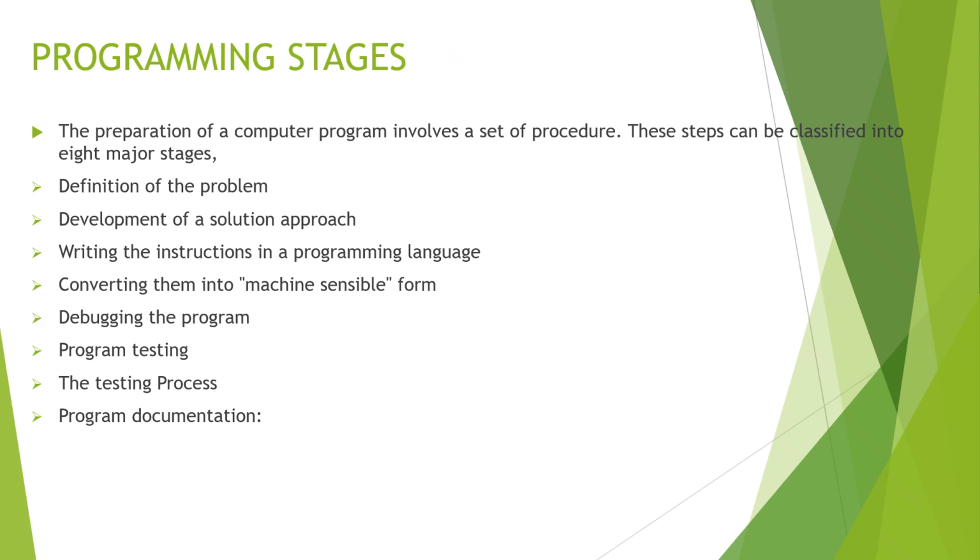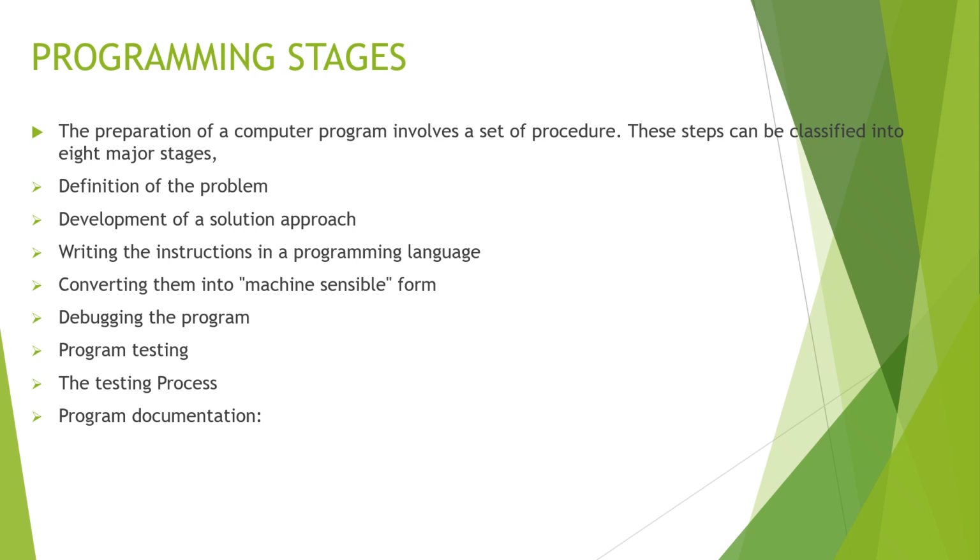And now we go to the programming stages. The preparation of a computer program involves a series of procedures. Before a program can be written, there are stages that it must pass through before you can actually have a program. And the first thing is the definition of the problem, the development of a solution approach, the writing of instructions in the programming language, converting them into machine-sensible form, debugging the program, the testing process. Then we have the documentation. Now let's take it one by one.